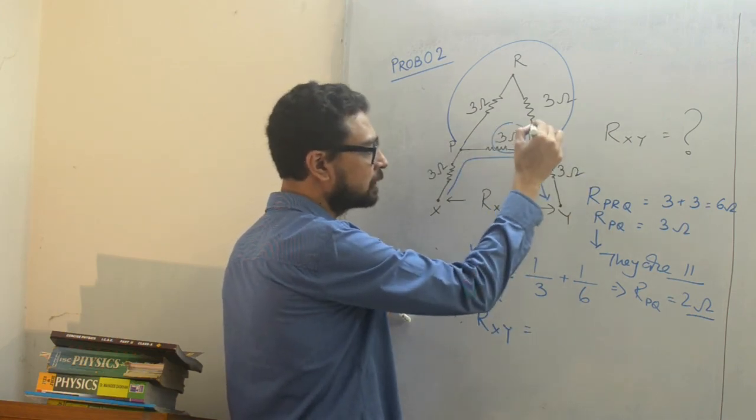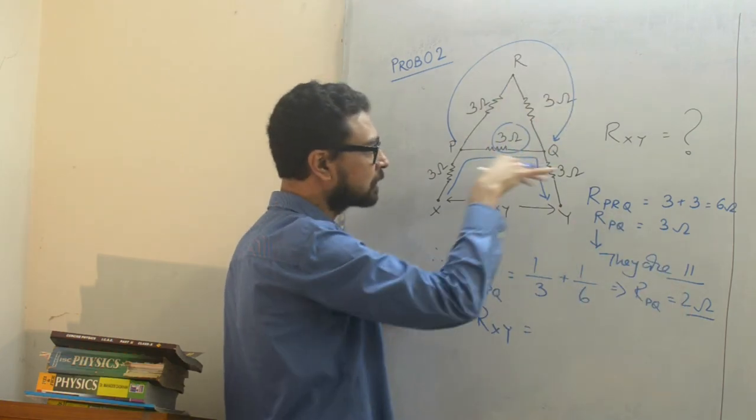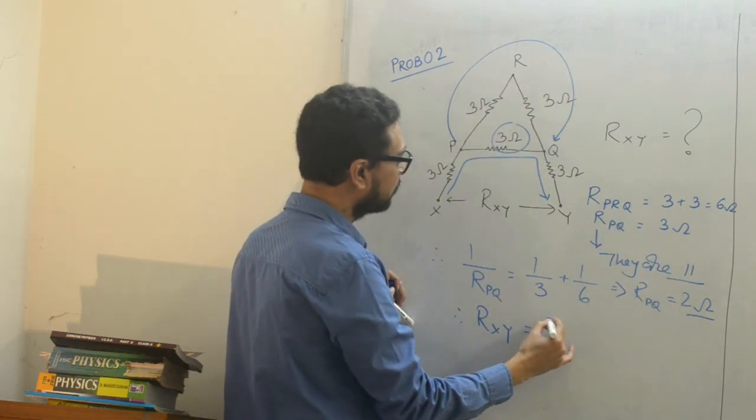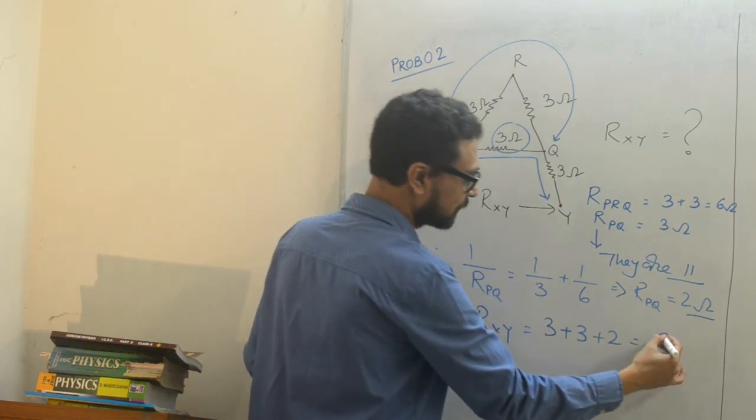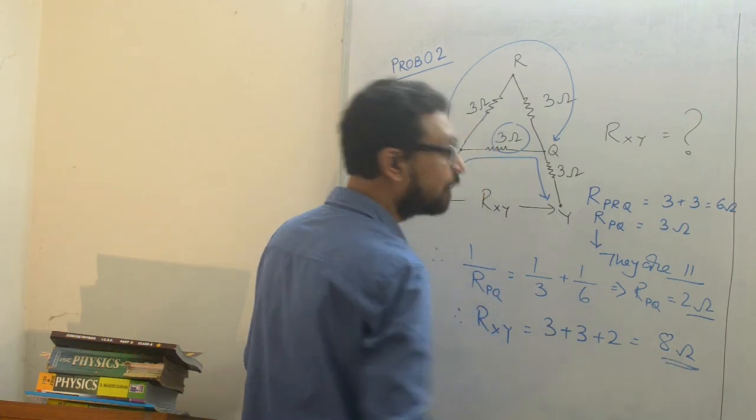Now this is 2 ohm because all this has collapsed to 2 ohm. So it will be 3 plus 3 plus 2. Okay, so 8 ohm will be the final answer.